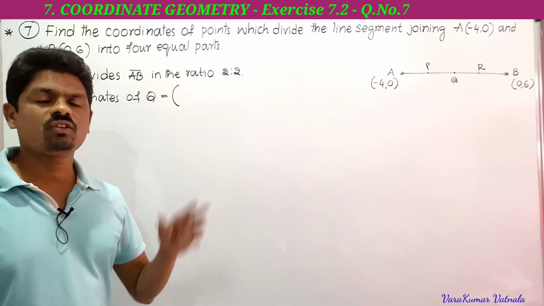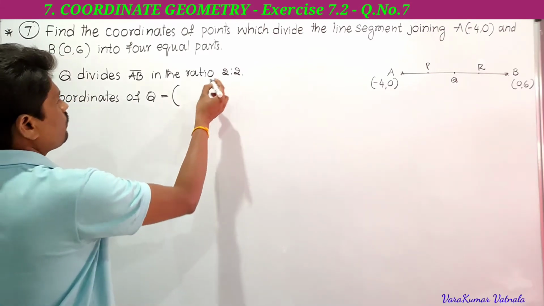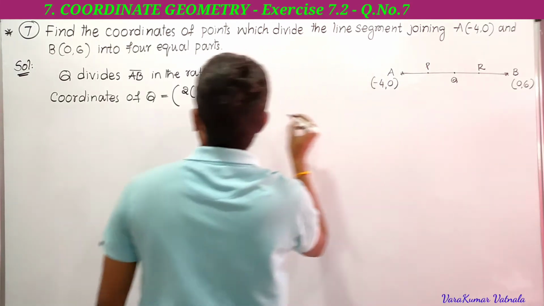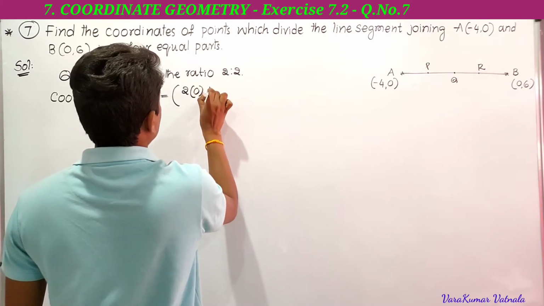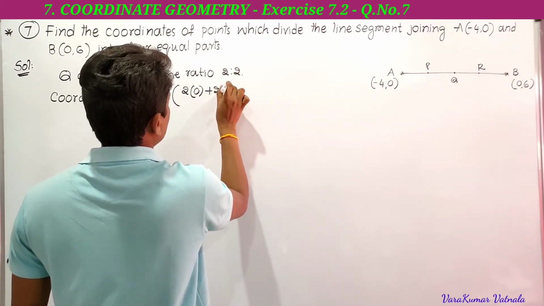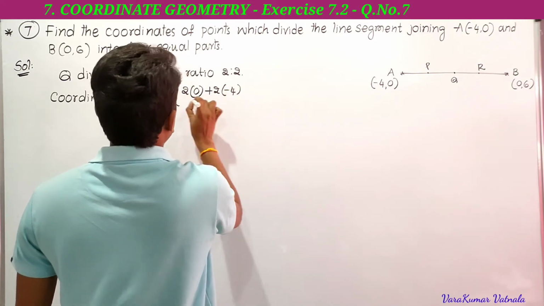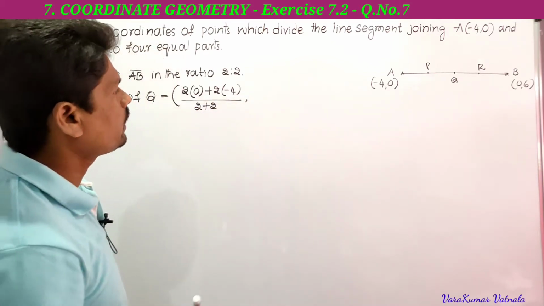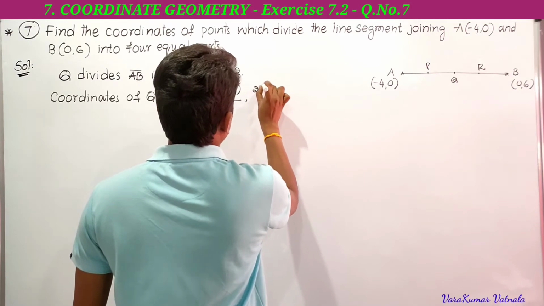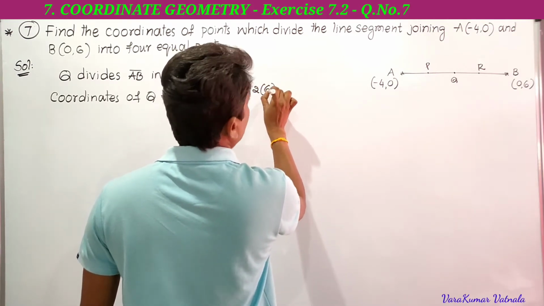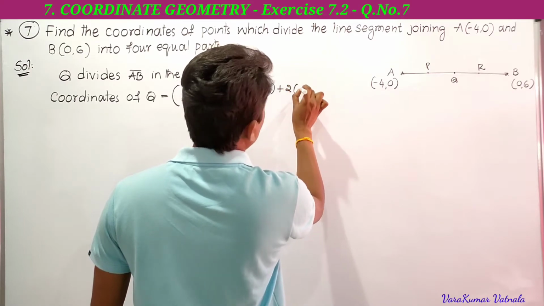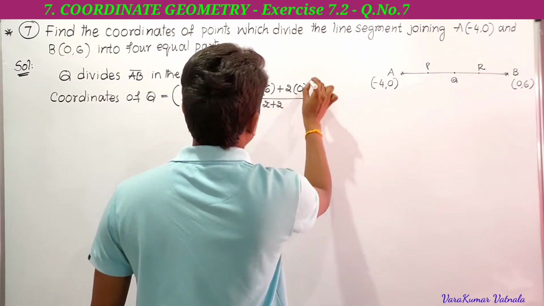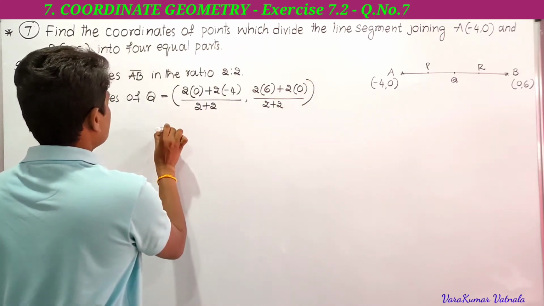Again by using the section formula we have to find m1x2: m1 is 2, into x2 is 0, so 2 into 0, plus m2x1: m2 is also 2, x1 is -4, by m1 plus m2, 2 plus 2, comma, m1y2: m1 is 2 again, y2 is 6, plus m2 is 2 again, m2y1 is 0, by m1 plus m2, 2 plus 2. So see here, now we have to simplify.